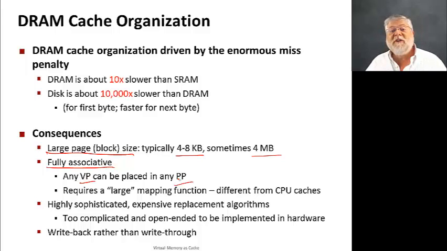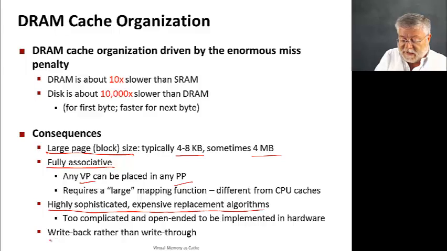This, of course, requires a more sophisticated and larger mapping function, different from those CPU caches, where we could use certain bits to go to the right set and then do some tag matching within that. We're going to have to do it a little bit differently. But we're also going to have the option of much more sophisticated replacement algorithms. Because we can decide where to put any physical page, we can be smarter about that and make sure we keep the physical pages we're likely to use again.